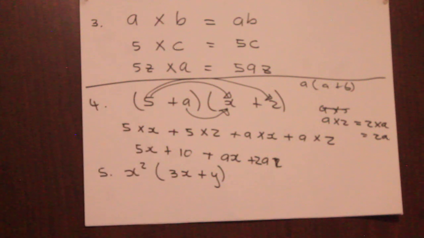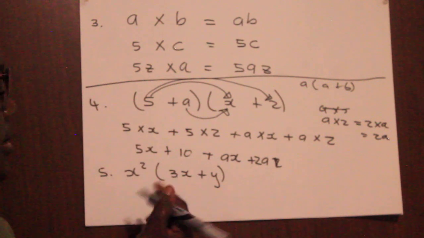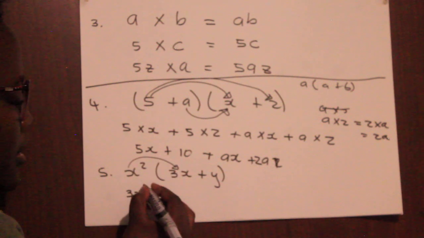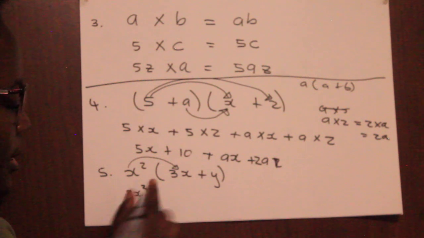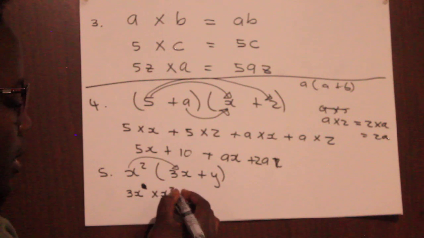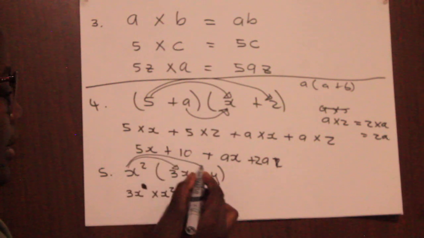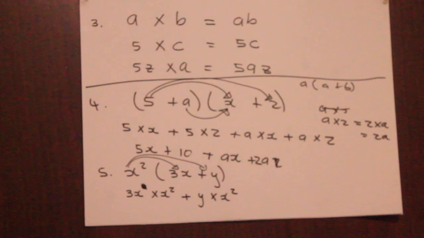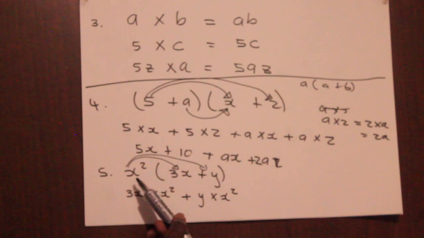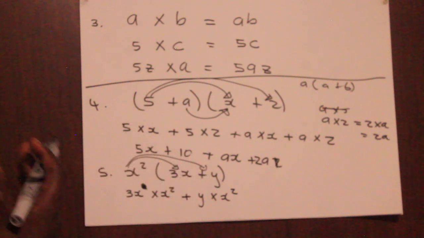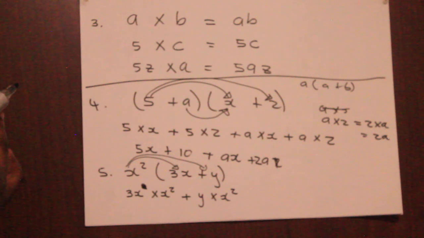Okay, now let's see if your answer is right. So x squared times 3x, this guy multiplying, you have 3x times x squared, and then again plus y times x squared. It doesn't matter which one comes first. I started with 3x, but I usually start with x squared. It doesn't really matter which comes first since we are multiplying. The only problem comes with addition and subtraction.